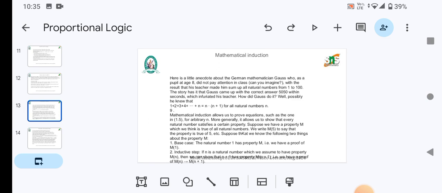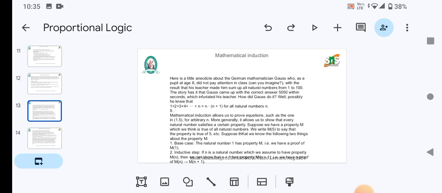Mathematical induction is also known as Gauss law, after the mathematician Gauss. He is a German mathematician who did not pay attention in class at the age of 8, and the teacher made him compute the sum of all natural numbers from 1 to 100. The story goes that Gauss gave the correct answer within a second.